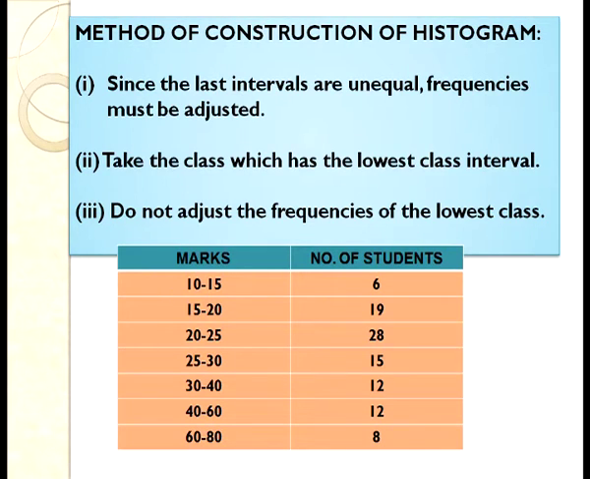Take the class which has the lowest class interval. Now, we are going to identify out of all these classes which class has the lowest class interval gap. So, that is 5. Do not adjust the frequencies of the lowest class. That means for the lowest class we are not going to adjust the frequencies, they are going to remain the same. That means we are going to plot them only.